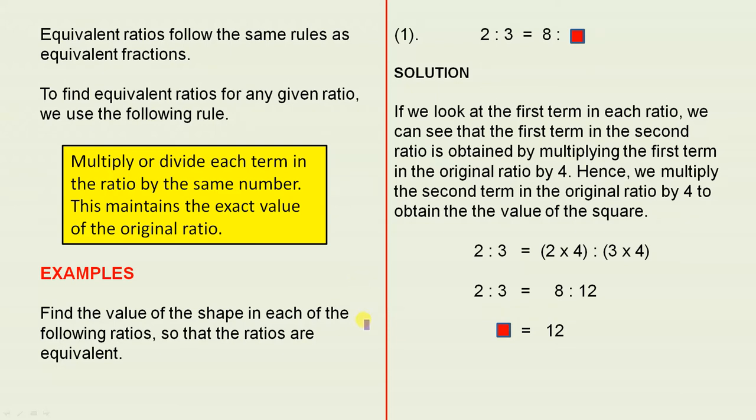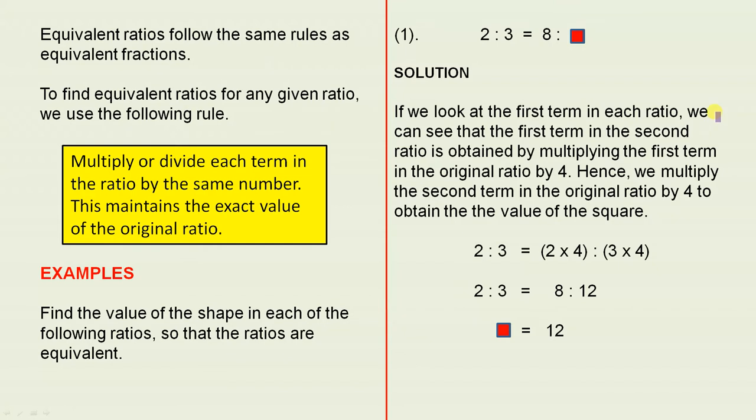Examples. Find the value of the shape in each of the following ratios so that the ratios are equivalent. So for the first example, we have 2:3 equals 8 is to the square. So we have to find the value of the square. For this first example, I'll do a worded description, just to let you know how we do it.